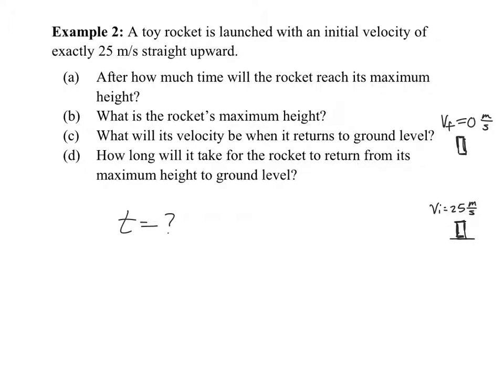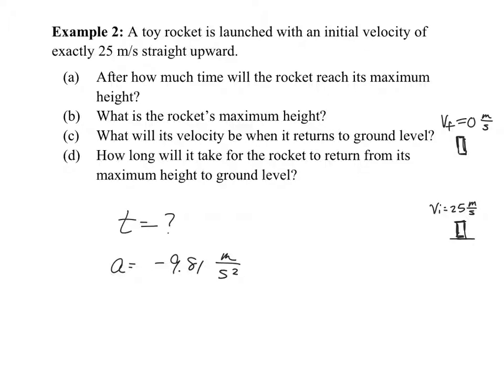What do we know? Acceleration. What is it? Negative 9.81. Yep. -9.81 meters per second squared. Okay, acceleration on Earth due to gravity. Gravity is what's causing that acceleration.